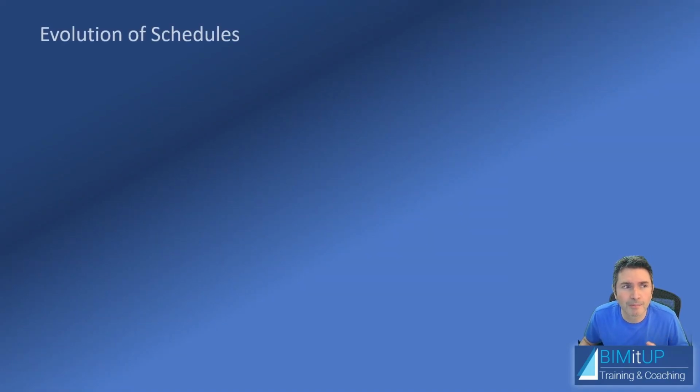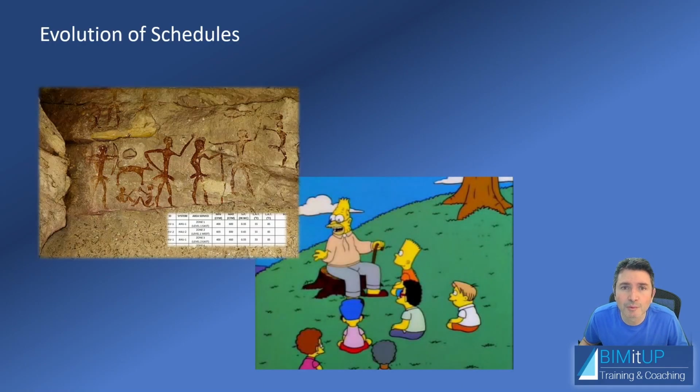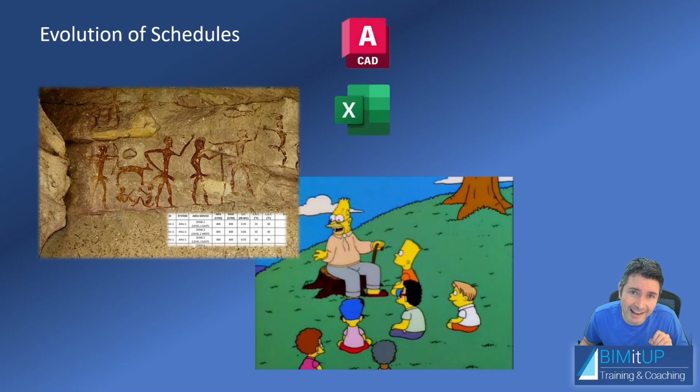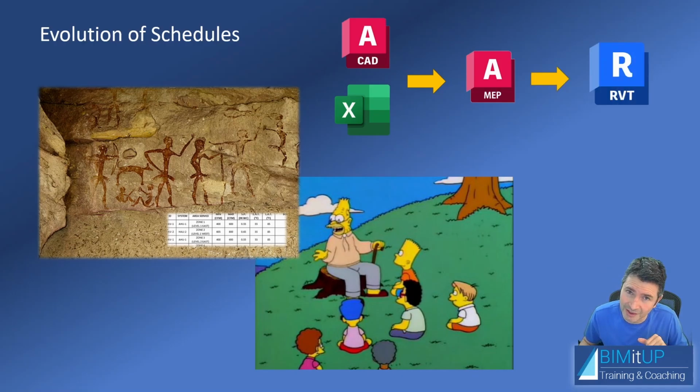Today I'm going to talk to you about the evolution of schedules, and this is going to be part of a series. I'm going to tell you a story about those primitive Homo sapiens that used to work with AutoCAD and Excel to create schedules, and then how that evolved into AutoCAD MEP, and some of those Homo sapiens bypassed AutoCAD MEP and ended up working in Revit.